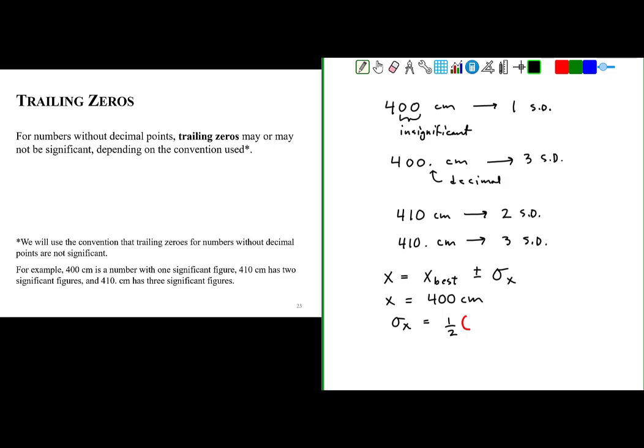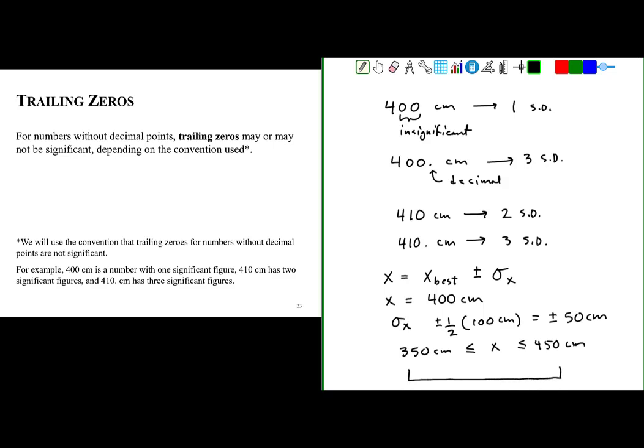For the number 400, it is assumed that the division of measure is in the hundreds place. So this is plus or minus 1/2 of 100 centimeters, which is plus or minus 50 centimeters. So in reporting this value x, we are really reporting that we believe that value is somewhere between 350 centimeters and 450 centimeters.